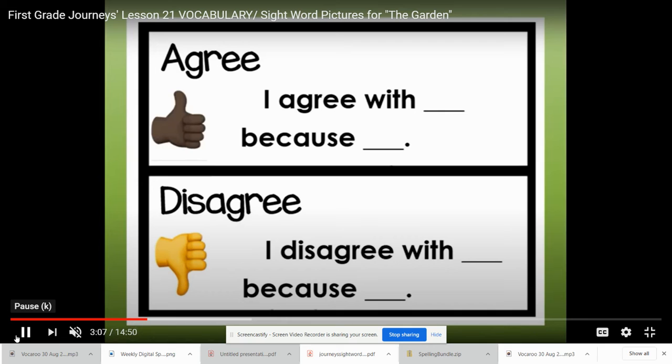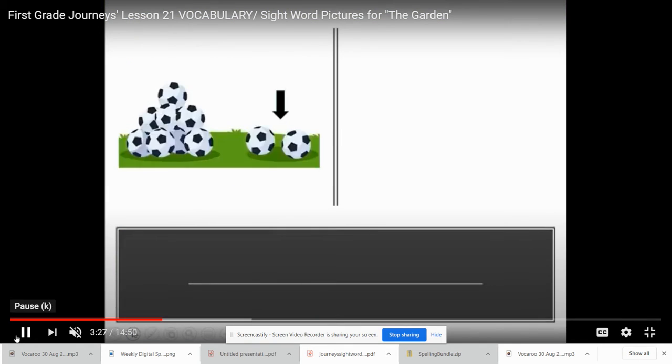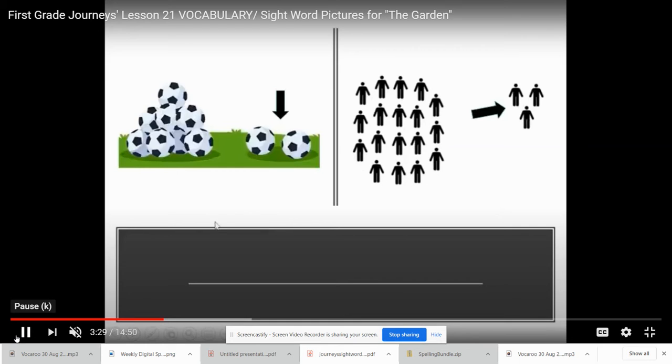Okay? If you have a partner, when you're sharing, you can say to your partner, I agree with you, partner, because, and you tell why you agree. Or you can say, I disagree with you because, and you can tell why you disagree. That's if you have a partner. And you might not have one this year, and that's okay. Let's get started. Here are our first two pictures.